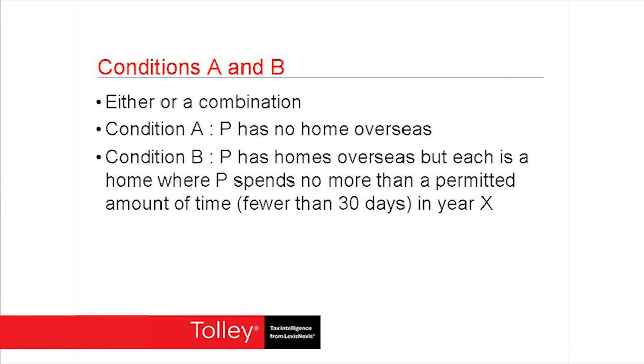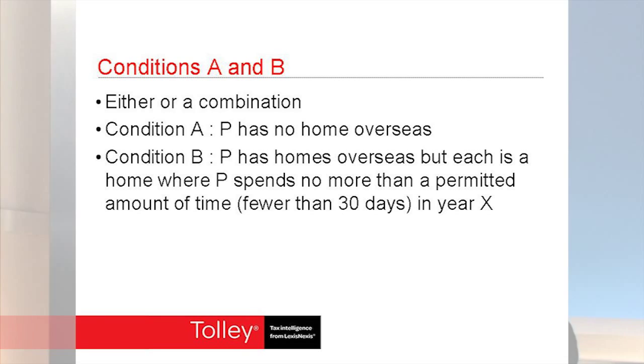You only have to look at conditions A or B. It's where you have an overseas home. Condition A is you have no overseas home, fine, no problem. That means that basically you've got one home and that is in the UK. Or condition B, where you have an overseas home as well as a UK home, but you spend no more than a permitted amount of time in the UK, which is fewer than 30 days, which is only one month really. But if you've got an overseas home and a UK home, and you spend 30 days in it, that could make you resident in the UK. So that's the home test. Where is your main home? Are you spending sufficient time in that home?